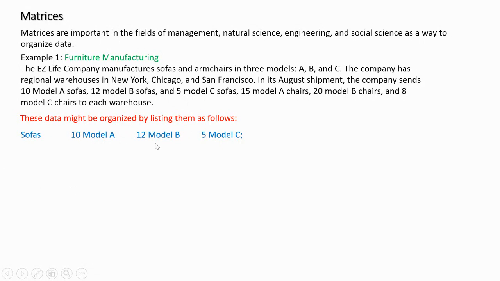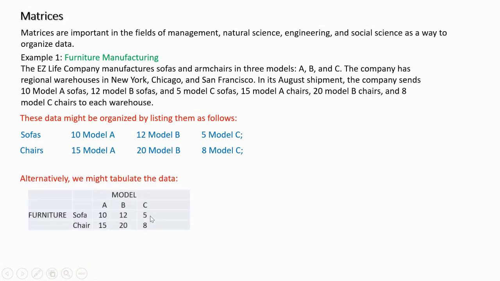Sofas, 10 Model A, 12 Model B, and 5 Model C, right? And I got them from right here. 10 Model A, 12 Model Bs, and 5 Model Cs. And the chairs are 15 Model A, 20, and 8. Or we can organize it in a tabular form, where this is the furniture here, and this is the models. So for example, sofas, we have Model A, which is 10, Model B, which is 12, and Model C, which is 5. And with the chairs in the same process, we have 15 Model A, 20 Model B, and 8 Model C chairs.